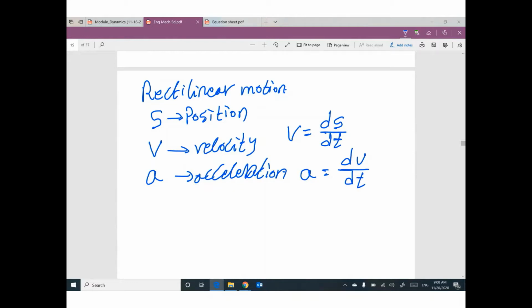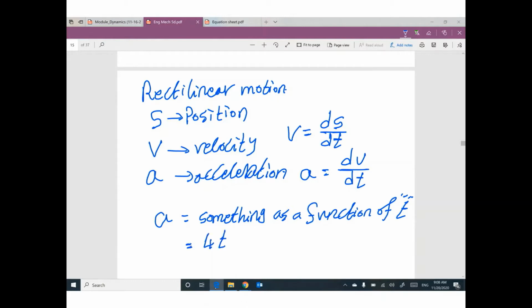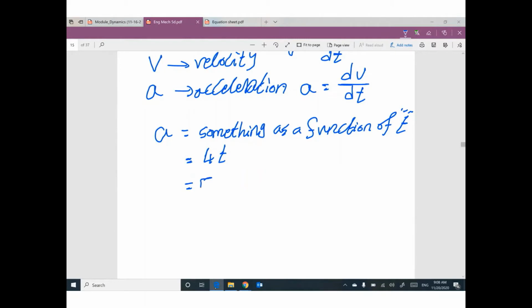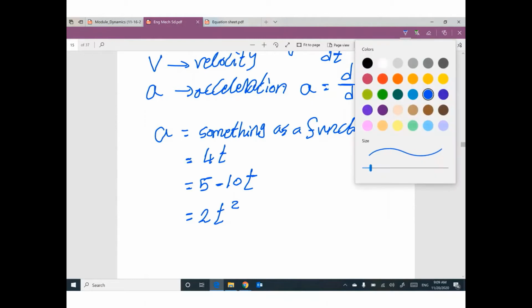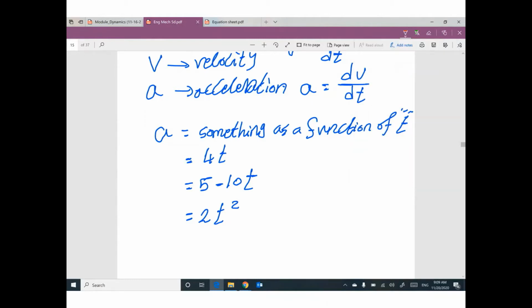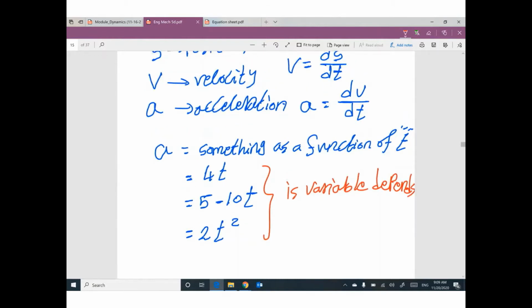If you go back to our previous examples, you can find acceleration equals something as a function of time, of t. Probably your acceleration equals 4t. Probably your acceleration equals 5 minus 10t. Probably your acceleration equals 2t squared. I don't care about the equation, but I need you to understand that acceleration is variable. It depends on time.